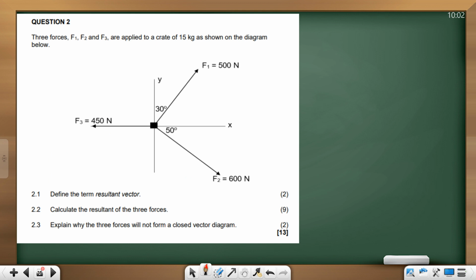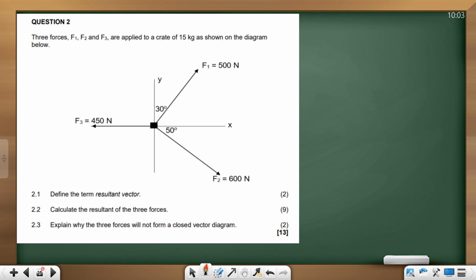Okay, look at this one. Define the term resultant vector. Calculate the resultant of the three forces. Okay. Guys, we did this already. Explain why the three forces will not form a closed vector diagram. All right, let me quickly assist you with that one, and then you'll be able to tell me when you are done with the calculation. I'll tell you what a closed diagram is. Okay, I was going to also answer that as we go on.